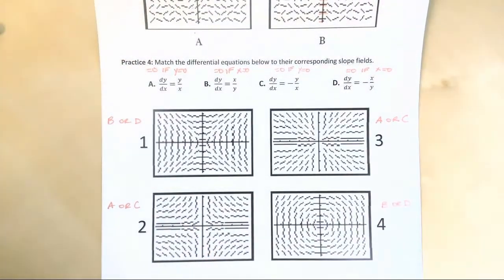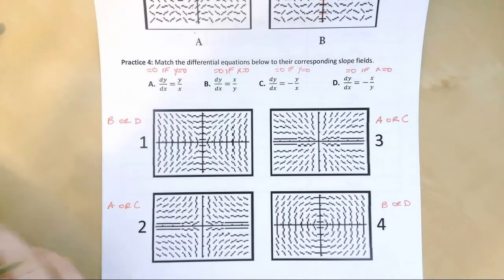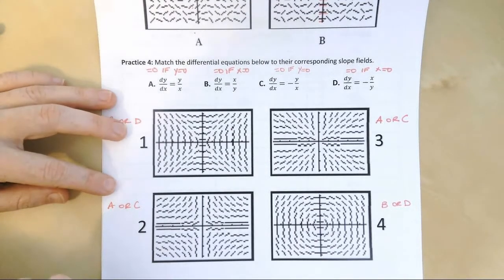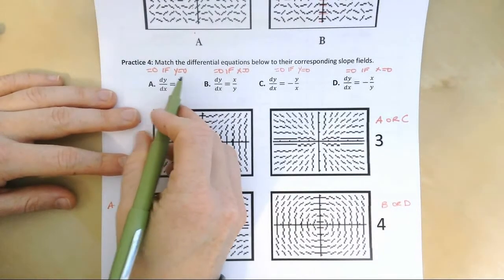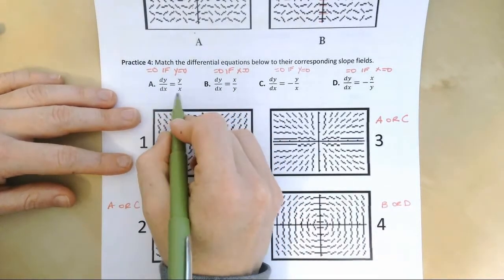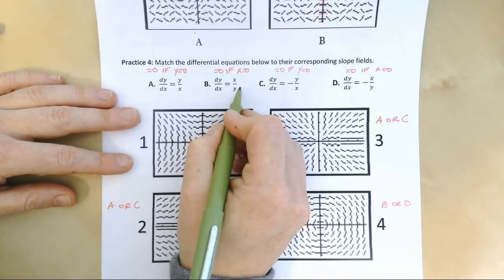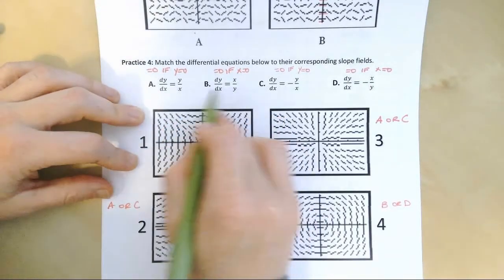Okay, now let's look at our next tip, or one of our other tips. One of the other tips was pay attention to what would make the slope positive or negative? What would make the slope positive or negative? So I'm going to write a little note. So look, we have y over x and x over y. These will be positive slopes.